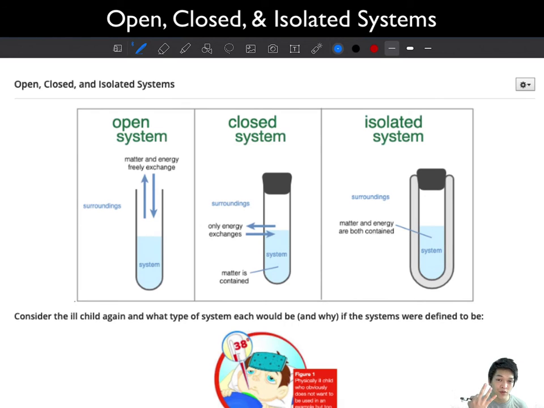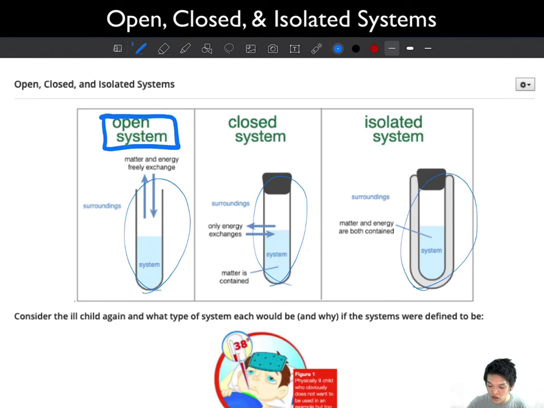So there's three types of systems. There's open, closed, and isolated systems, and they're actually pretty easy to define right here. So let's take a look at open systems. In each of these examples, we are looking at these test tubes, and there are small changes to them.